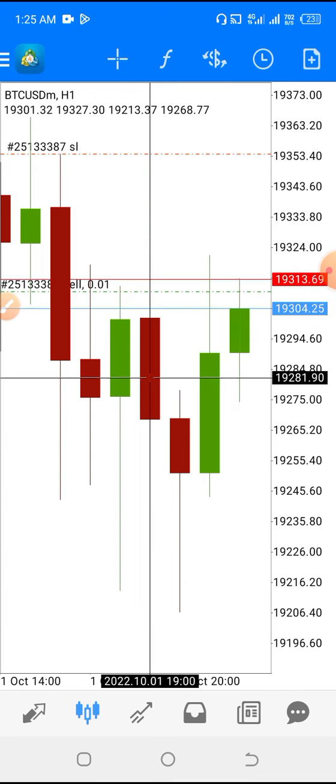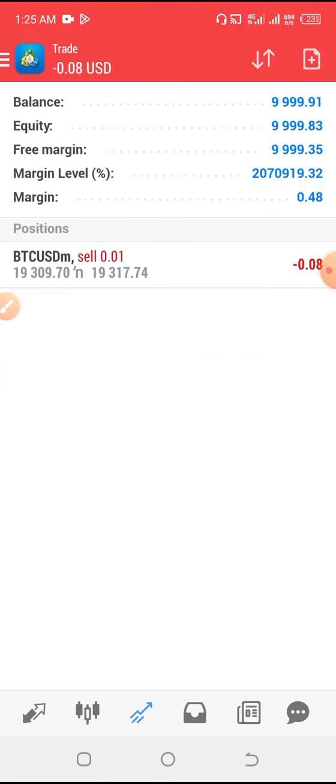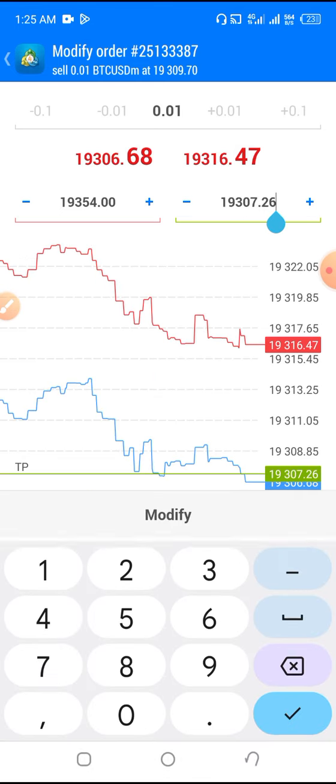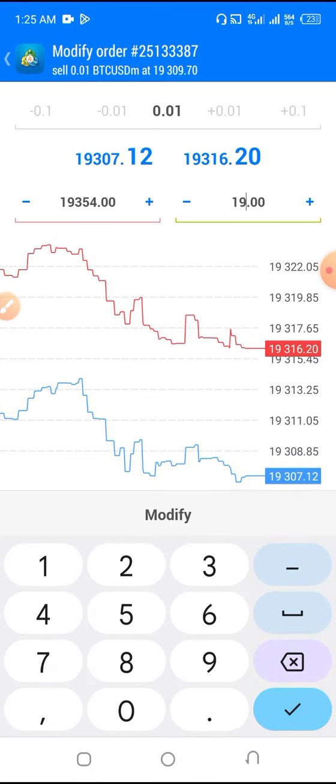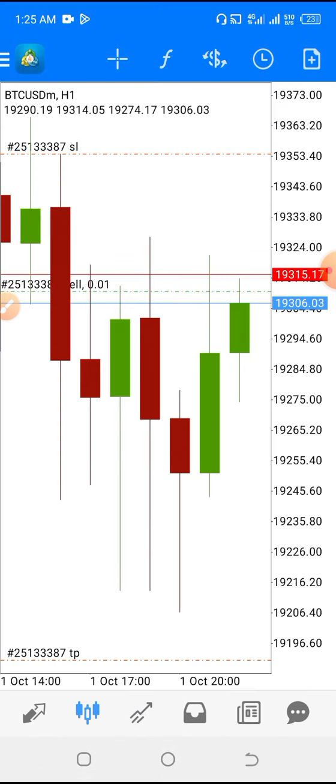Now let's say our take profit is down this way, is 1991. So take profit again, you also set this way, you put your take profit 1991. Very simple like that, okay?